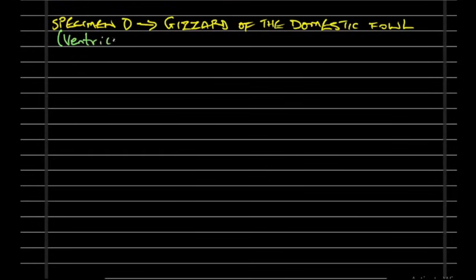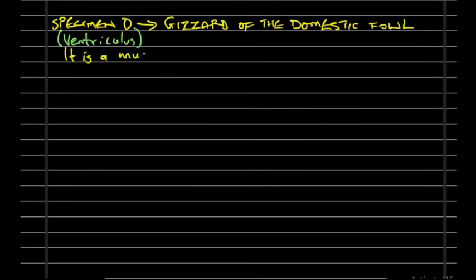Specimen D. And our specimen D is the gizzard of the domestic fowl. You can see it also being called the ventriculus. The gizzard is also called the ventriculus. Now, what is this gizzard? A gizzard is a muscular, thick-walled part of the bird's stomach or the alimentary canal.